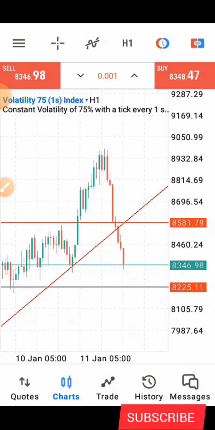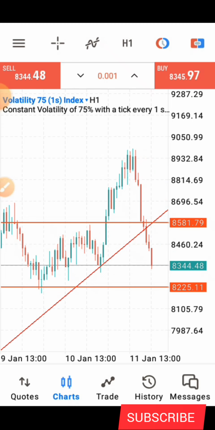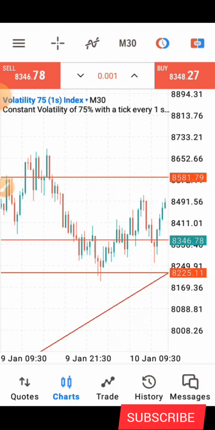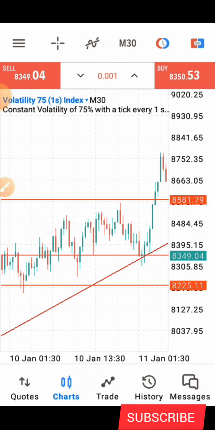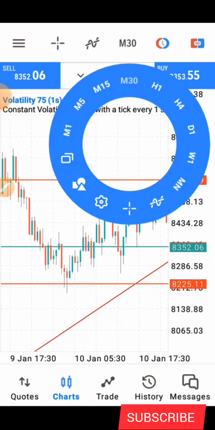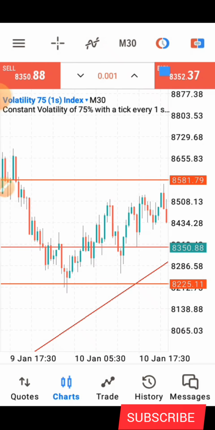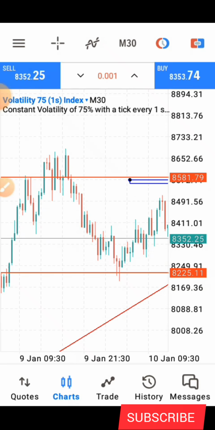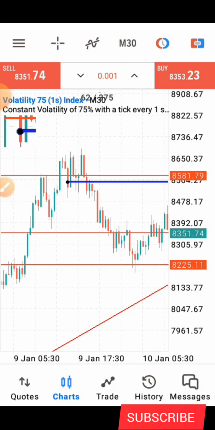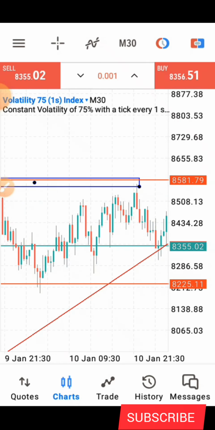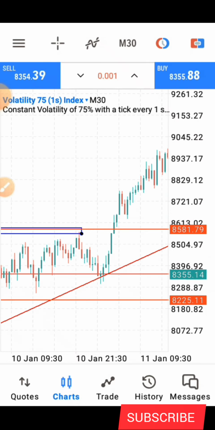You can see how it is now on the 1 hour time frame. Let's check the 30-minute time frame. Okay, yeah, I think I will use the 30-minute time frame to mark out the zones. So you can see here on the 30-minute time frame how it is. Let me first of all mark out the zones so that I can explain it for you guys.